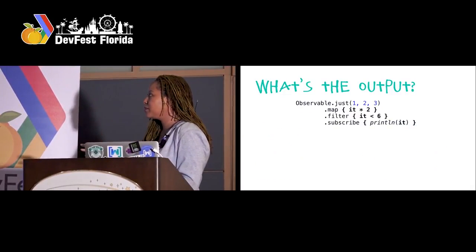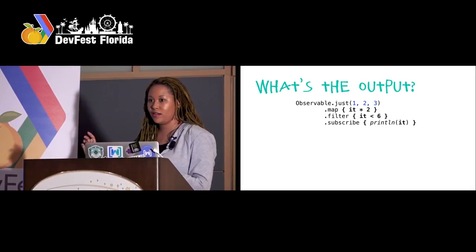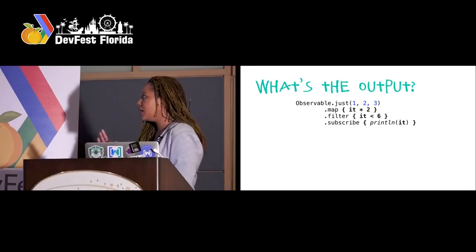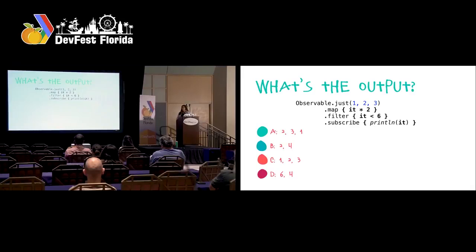So we got C. Now this time we're going to add a filter in there where we're going to reject any numbers that are not less than 6. So would it be A, B, C, or D?